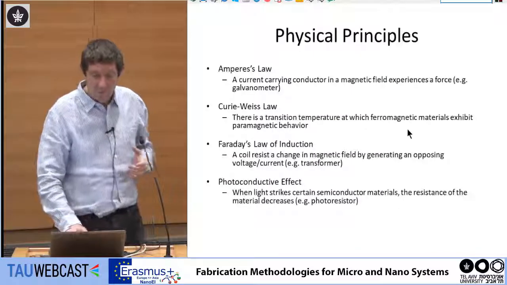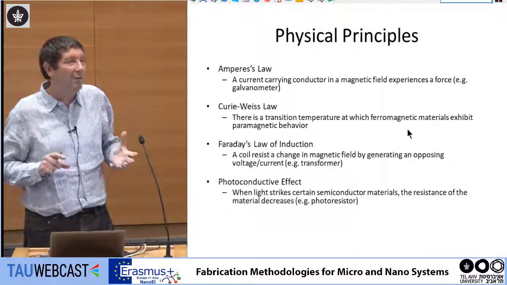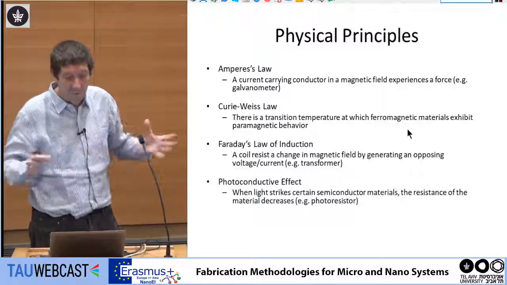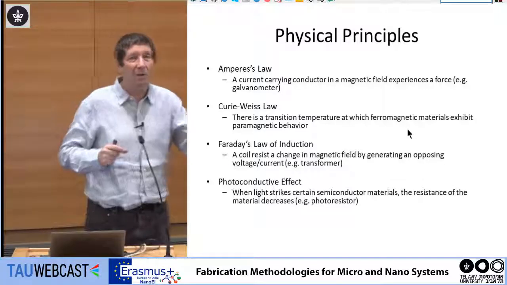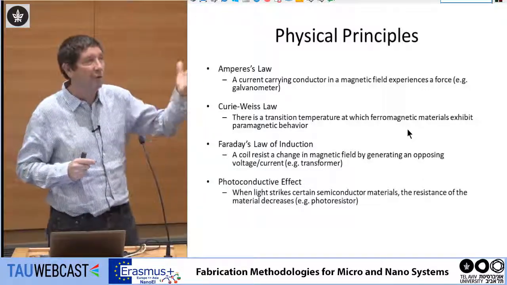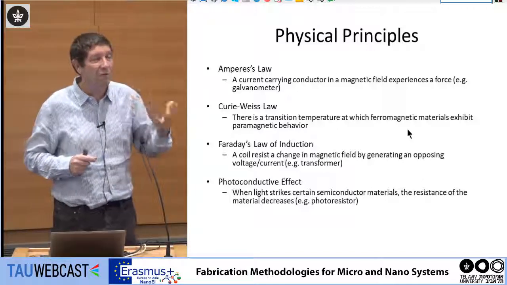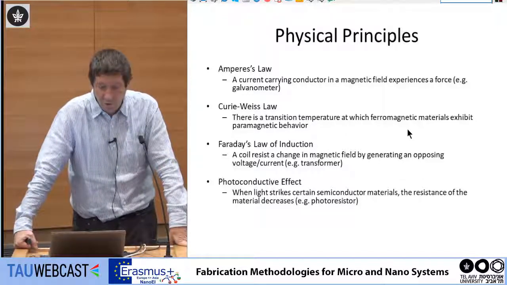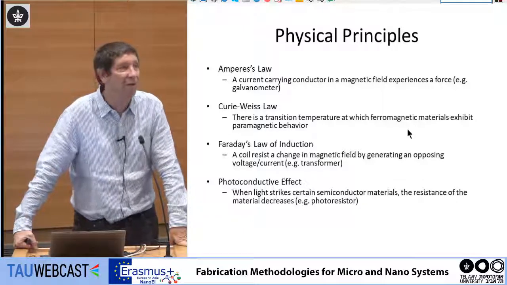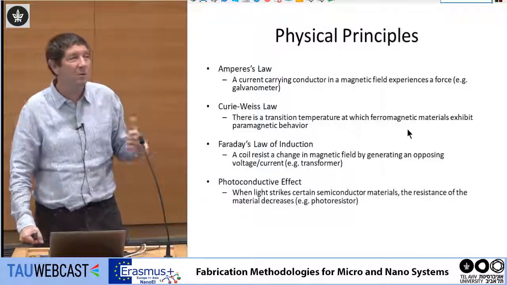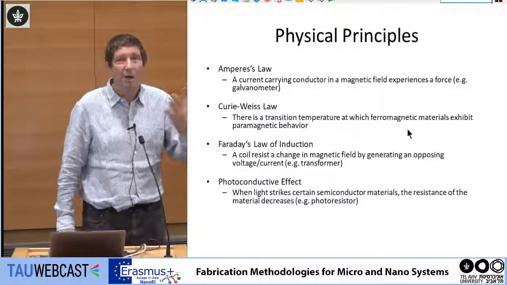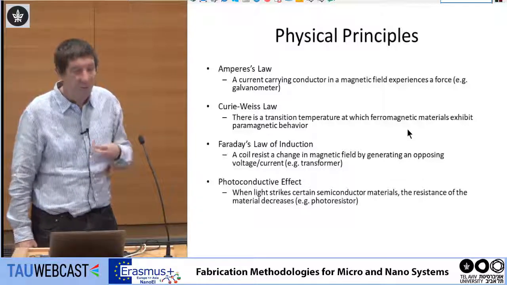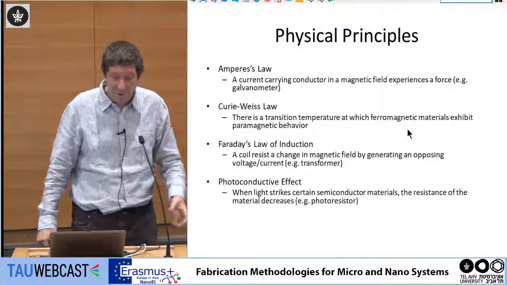So let's be more specific. One way of sensing is to use fundamental principles. For example, use Ampere's law. Ampere's law connects electrical current to magnetic field, which means you can use some fundamental laws, or like the Curie-Weiss law, which is a transition temperature at which a ferromagnetic material exhibits paramagnetic behavior. So by measuring the Curie temperature or the Curie effect or other derived phenomena, you can study magnetization of materials. Ampere's law you use for magnetization, or Faraday's law of induction.